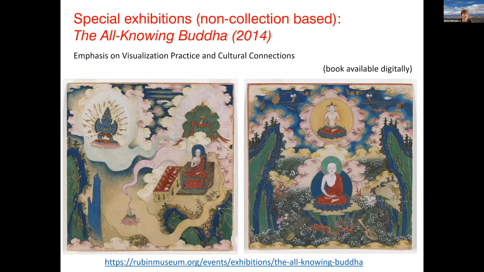Another kind of special exhibition we had was also thematic, but required a lot of loans of objects not from our collection. One example is the exhibition The All-Knowing Buddha. It was centered around 54 album leaves from Museum aan de Stroom, Antwerp in Belgium, and gave unusual access to a visualization process usually not depicted, literally. So this was a very unique set of objects that helped illuminate an important aspect of the tradition represented in the museum.